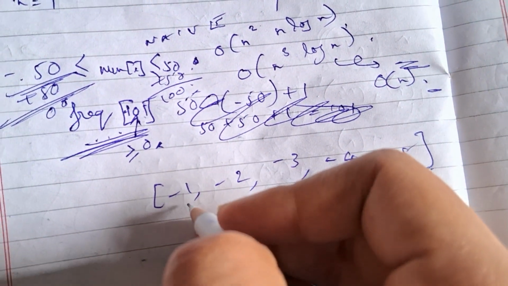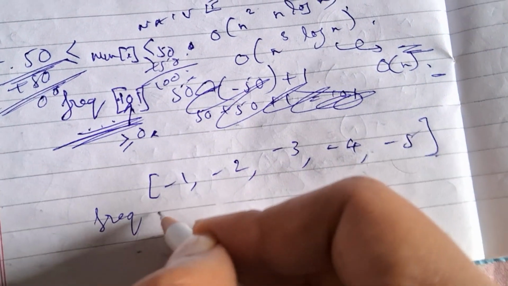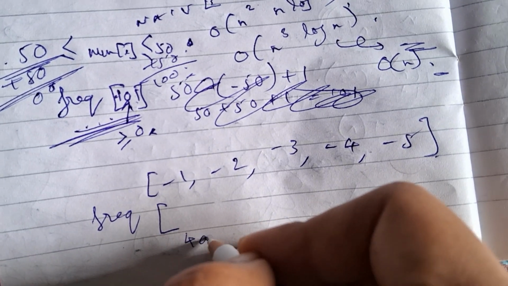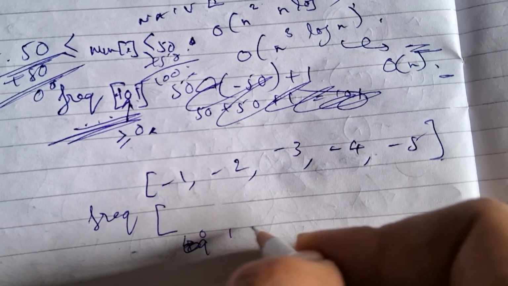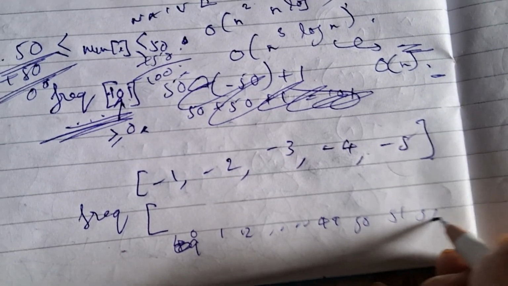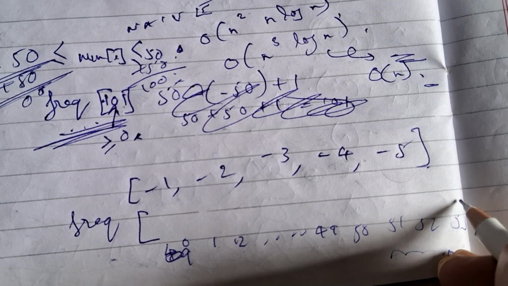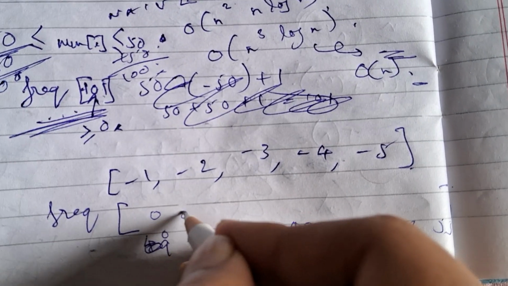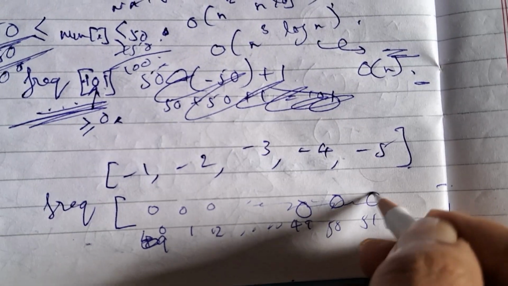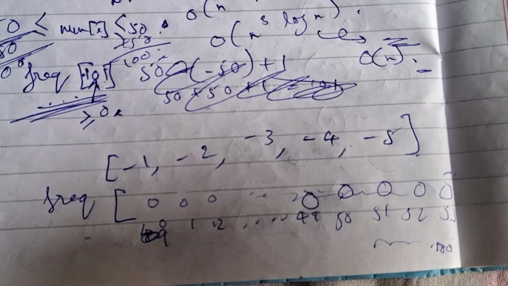So over here, let's see what the frequency array looks like. Let's say this is -1 plus 50, which is 49. So this is 49. Let's say this is 0, 1, 2, 3, then 49, 50, 51, 52, 53, and again till 100. These are the elements of the frequency array. All are initially 0. Let me emphasize these numbers, because these are the numbers that you're going to need.